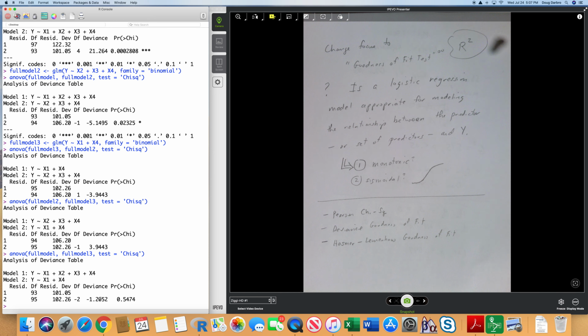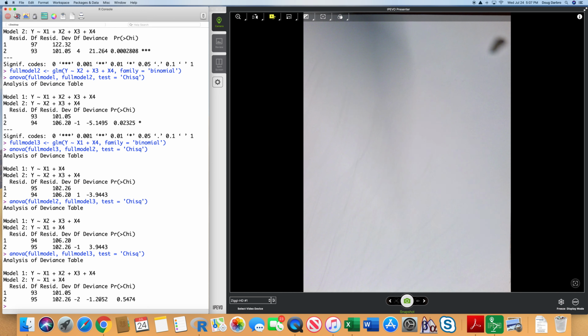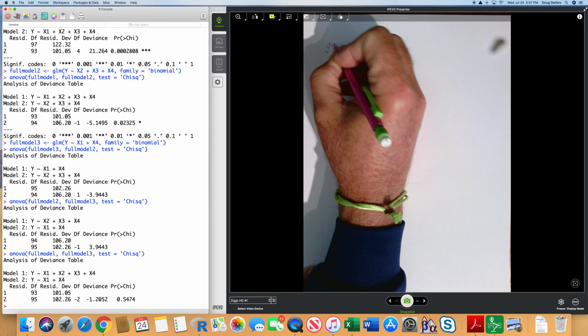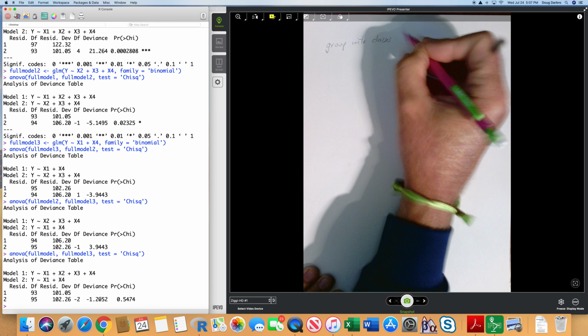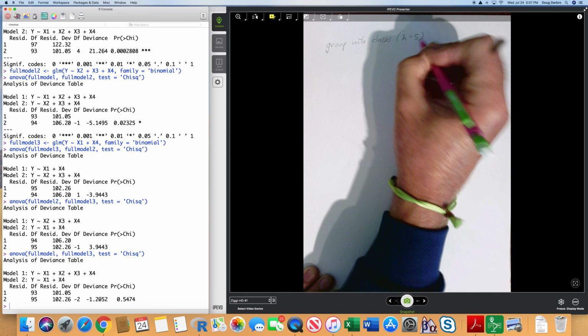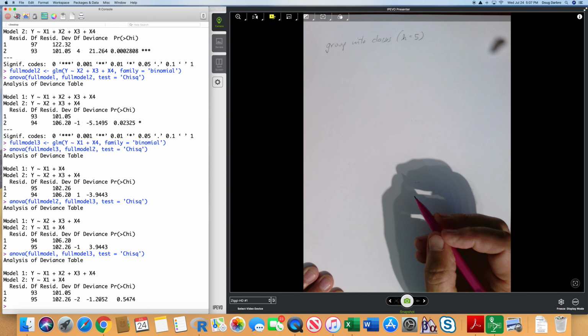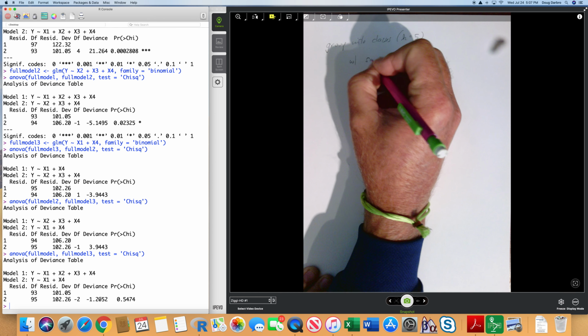So the process is kind of interesting, really. And I'm not going to demonstrate it, but I'm going to tell you the way that this actually works. The process consists of grouping the data into classes with similar fitted values. So it groups into classes, and I don't know why, but I usually try to set it with k equal 5 classes with similar fitted values.